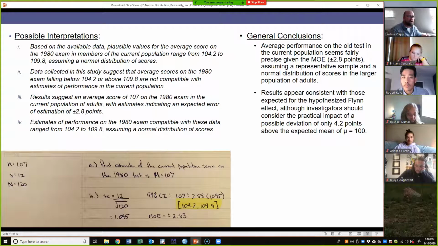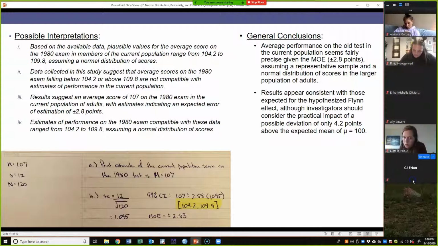So again, went through and did this. We've got a mean of 107 in our sample, standard deviation of 12. We've got a sample of 120 people that we tested. Point estimate of the current population score on the 1980 test is 107. But then we want to calculate our confidence interval. Here, we're already working with our standard deviation, right? So we can just plug this into our formula. We've got our standard deviation divided by the square root of my sample size. Gives me a standard error of about 1.1.